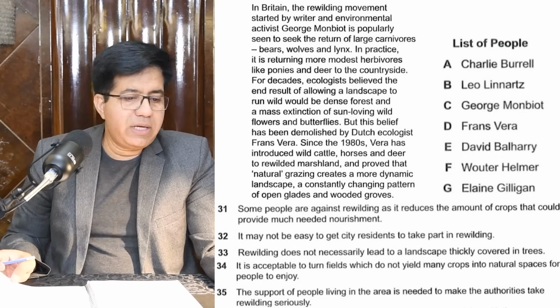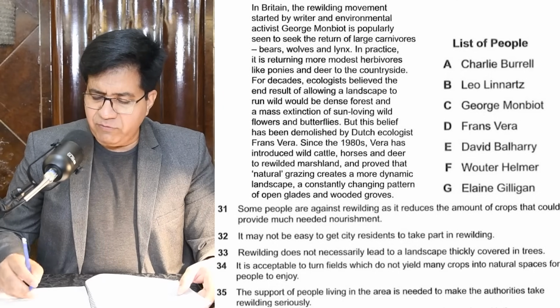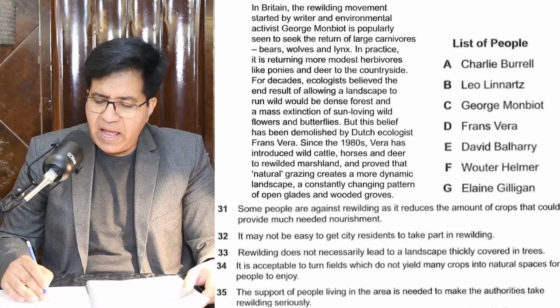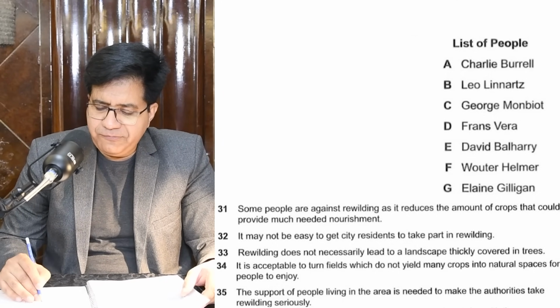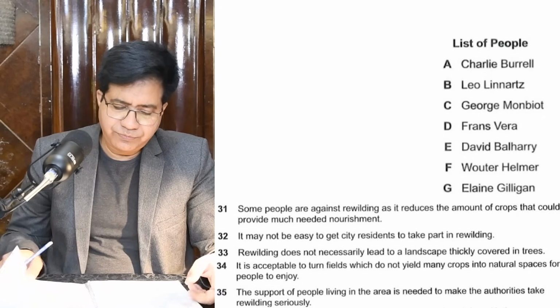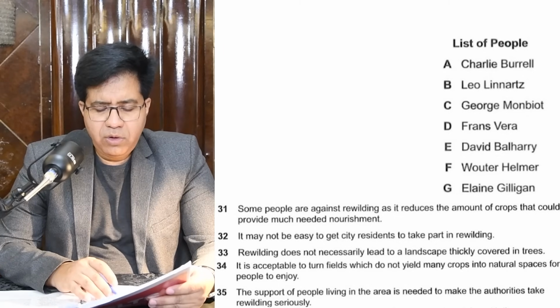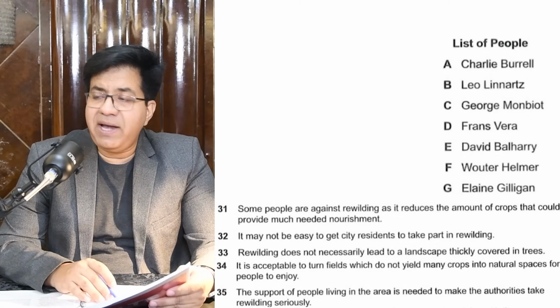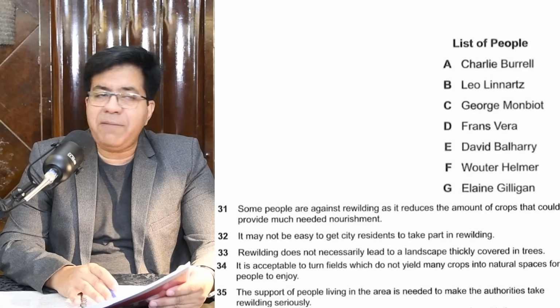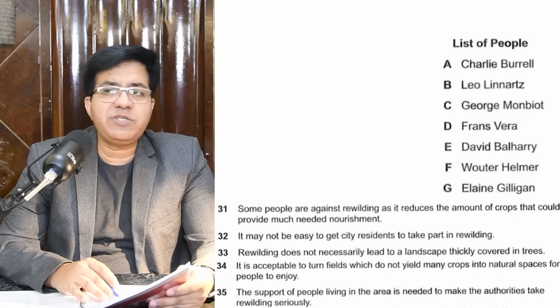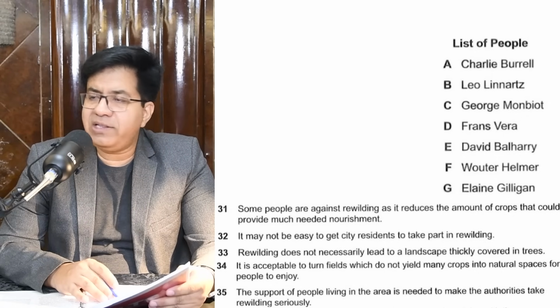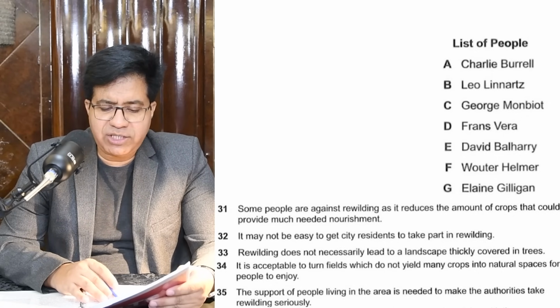No. Okay, so we don't have any statement. We will miss George Monbiot. Now we come to Franz Vera. Can you see Franz Vera after George Monbiot? Okay, now his statement is given before and the name is mentioned in the end. This is very common. First they will give all the statement, at the end they mention the name.